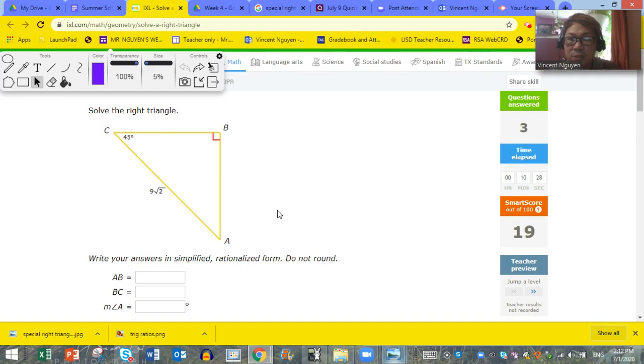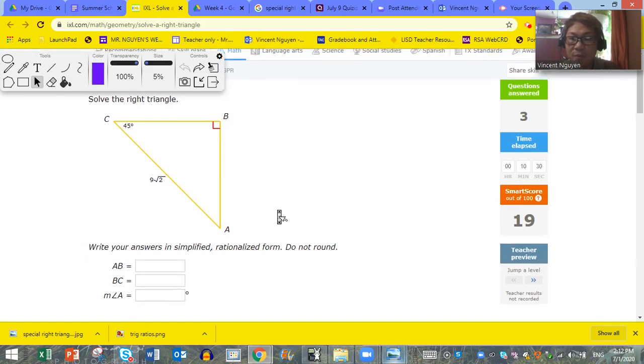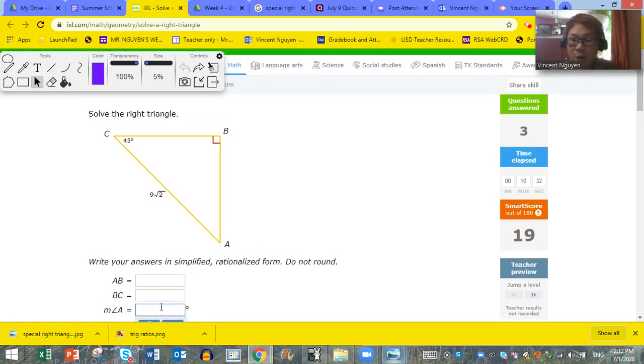Solve for the right triangle for this one. Oh, we have another 45-45 right triangle. So I know angle A is now 45, and I know this side is A root 2. Well, if this is A root 2, then A has to be 9, right? The root 2 cancels. So A has to be 9.